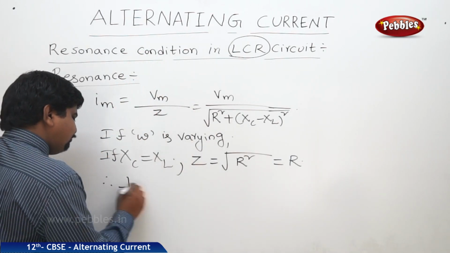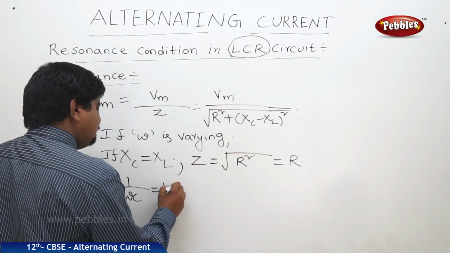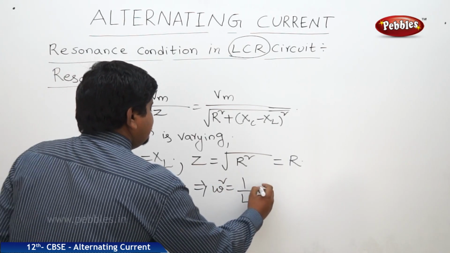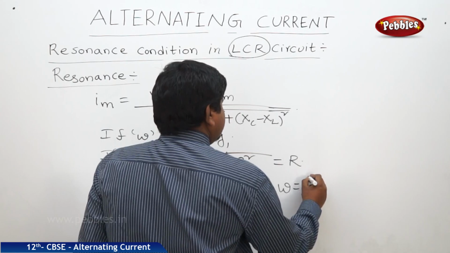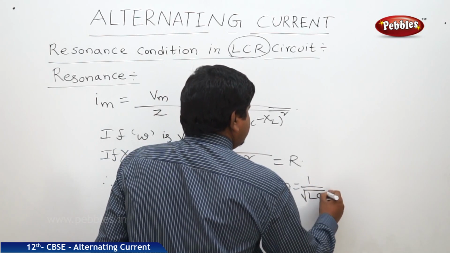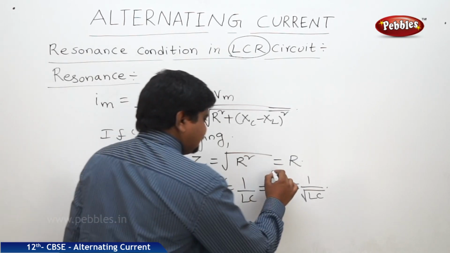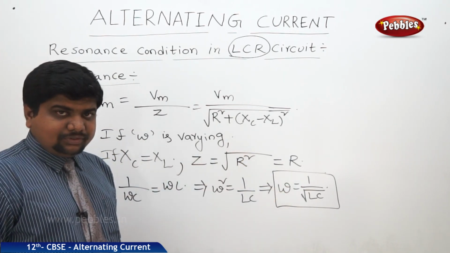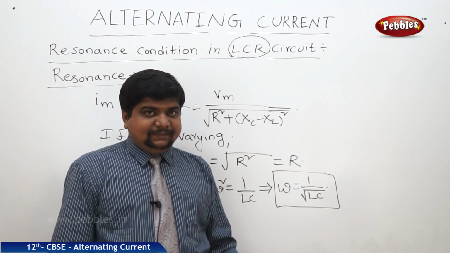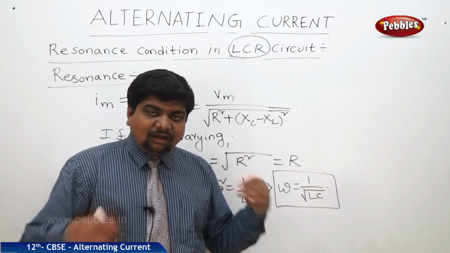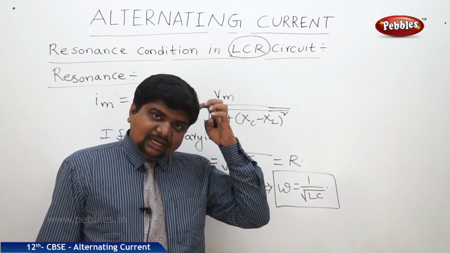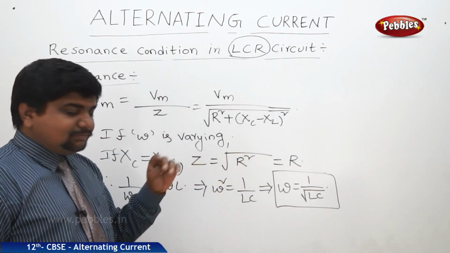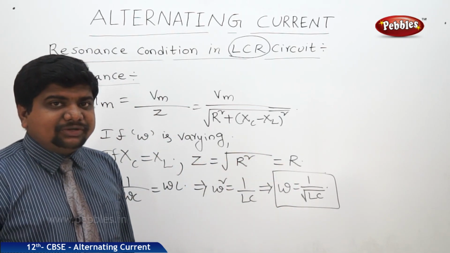Therefore, what is Xc? 1/(ωC). What is XL? ωL. This gives ω² = 1/(LC), which gives ω = 1/√(LC). This is the condition for resonance, and this is the formula to find the resonance of the circuit. Resonance depends upon L and C. L and C are actually out of phase. When an AC current passes through L and C, they will be out of phase. Only the resistance will remain, then the impedance simplifies to the resistance, and the maximum amplitude condition occurs.